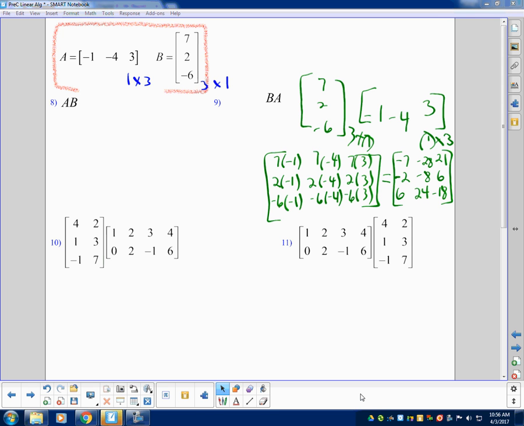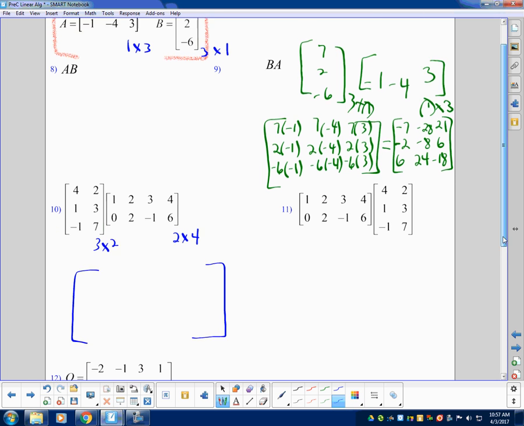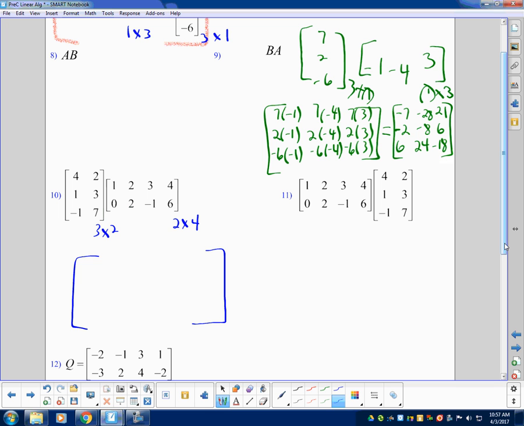All right. Number 10. Can you tell me, based on order, what size the new matrix will be on number 10? It will be 3 by... So we have a 3 by 2, and this is a 2 by 4. It'll be 3 by 4, yeah? It's a little wider than it is going up and down. So 3 by 2 and a 2 by 4. We can multiply them. These match.